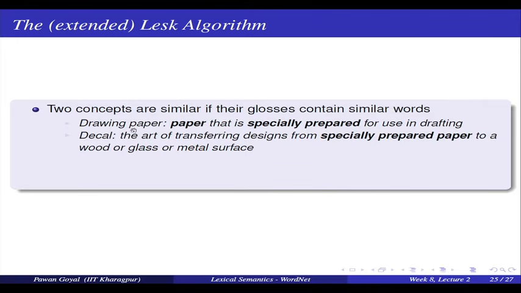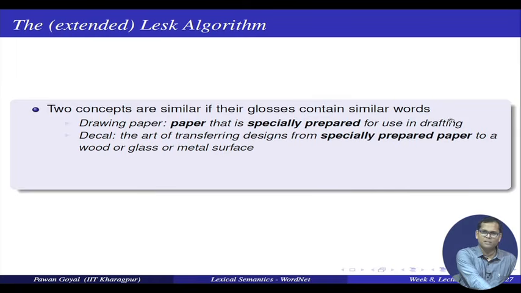So, I have the word drawing paper, defined as paper that is specially prepared for use in drafting, and decalcomania, the art of transferring designs from a specially prepared paper to a wood or glass or metal surface. I want to find out how similar they are. So, what I will do is see how many words are common there. As such, you are seeing there are 3 words that are common: paper, specially, and prepared, that occur in both the glosses. So, what the algorithm does is that it counts how many n-grams are common.